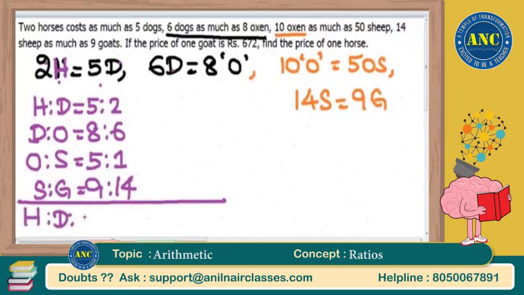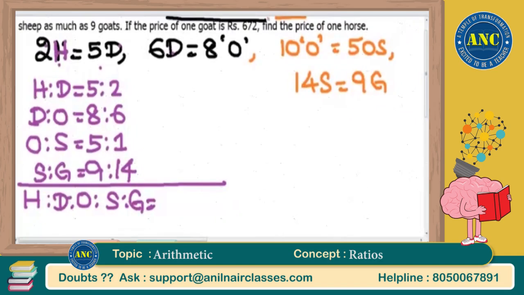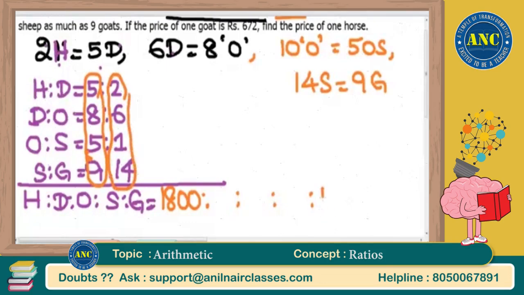H is to D is to O is to S is to G. Simplify everything. Now think logically. Don't simplify everything and waste your time again. To get the first variable, 8 into 5 is 40, 40 into 5 is 200, 200 into 9 is 1800. Horse is 1800. Similarly, to get the last variable goat, 2 into 6 is 12, 12 into 1 is 12, 12 into 14 is 168. Last variable is 168.